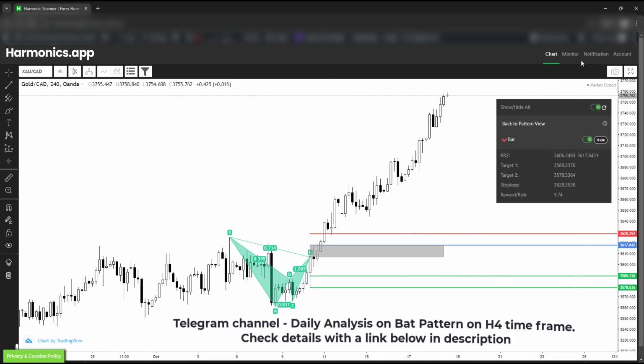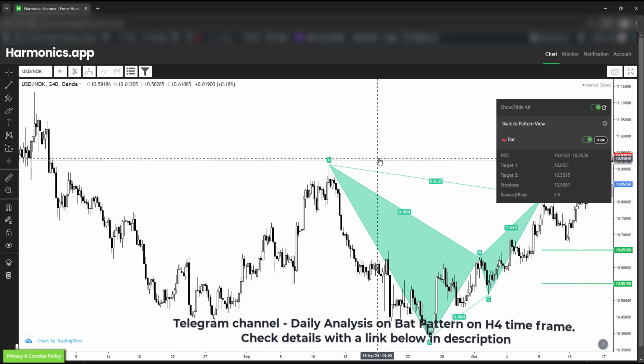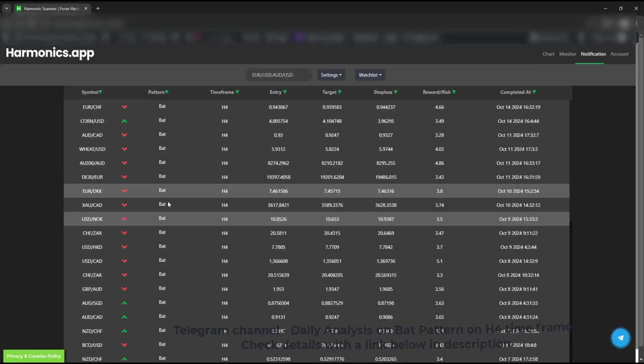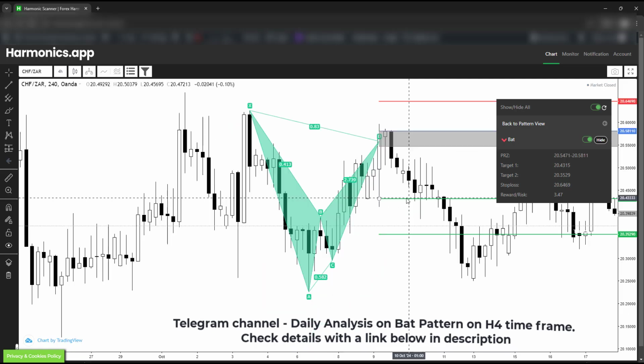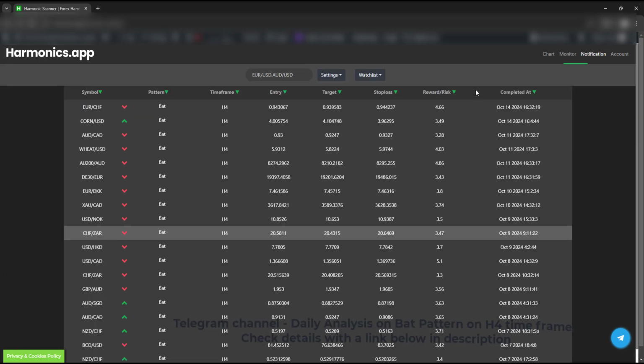Let's check this one, not good. Let's check this one, not very good. Let's check this one, moving sideways, not very good.